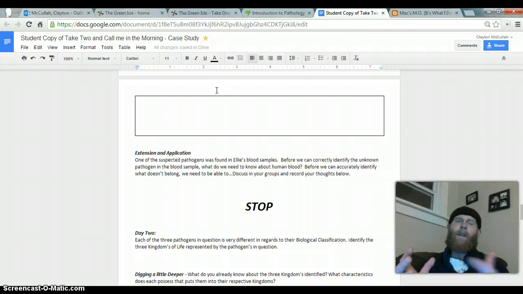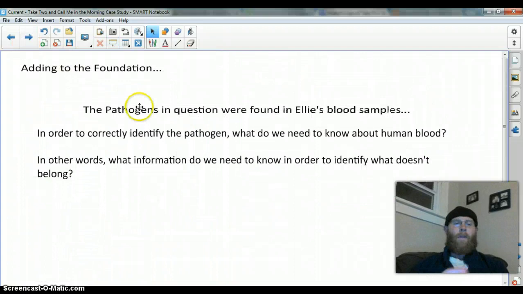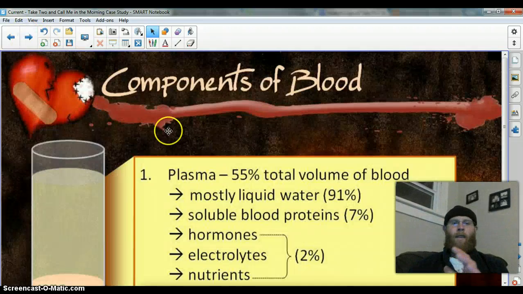But here's the kicker: you guys are neither a pathologist, a phlebotomist, or a hematologist. So you're going to need to be able to identify what belongs and what doesn't. So we need to start with identifying what's supposed to be there. What is the norm? All right. So before I just cut you loose and talk to you about your assignment, I want you guys to take a look at this.